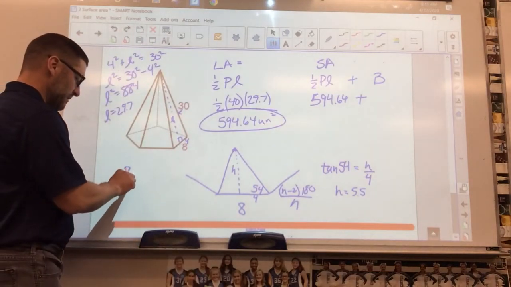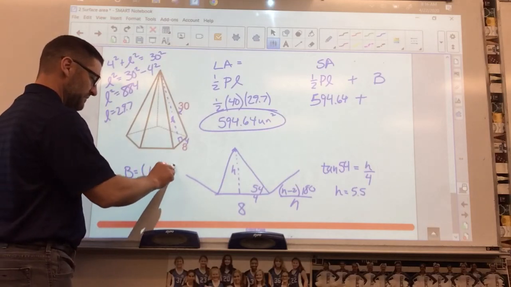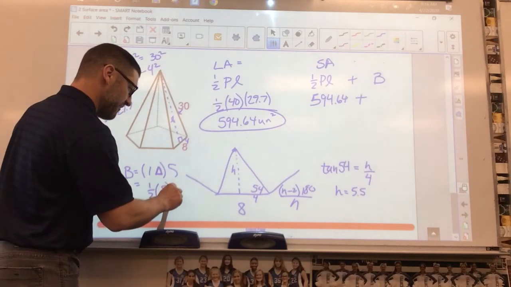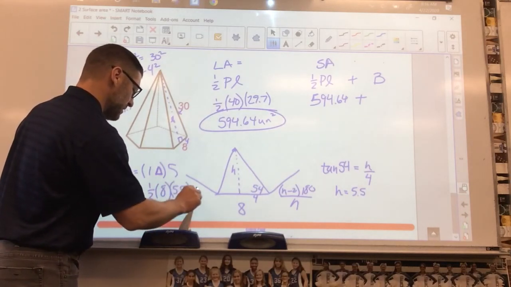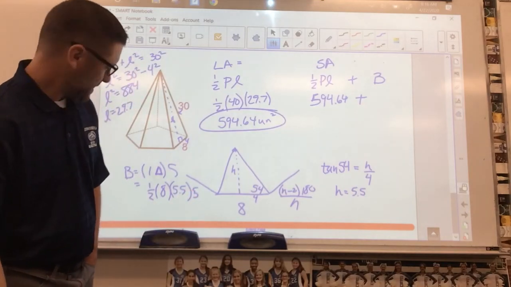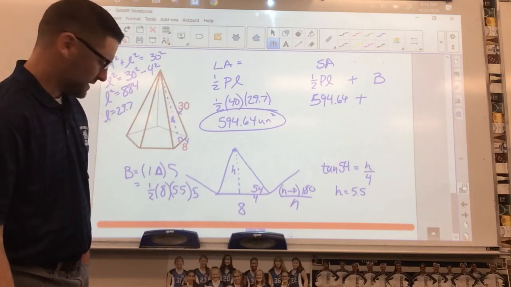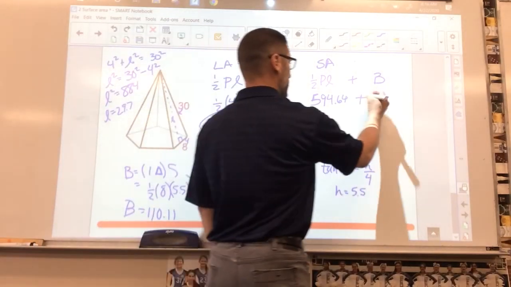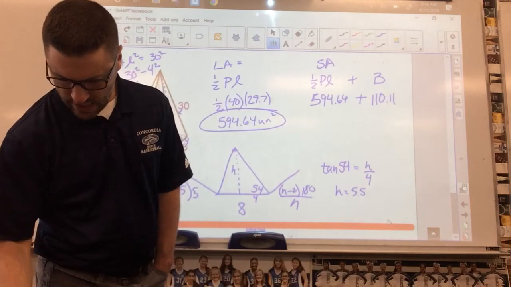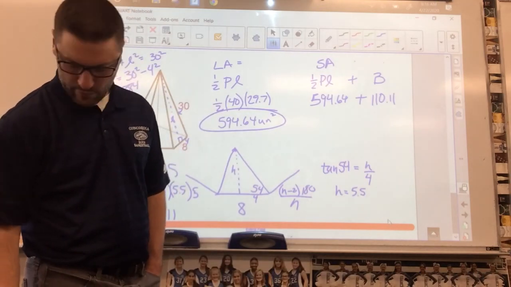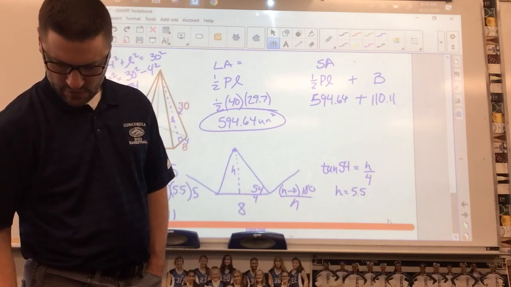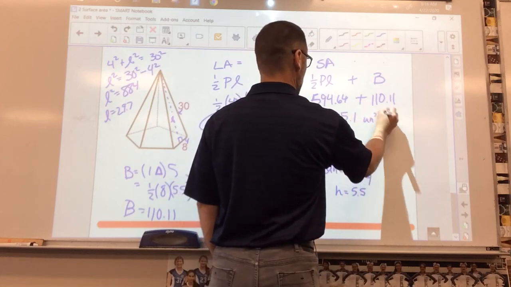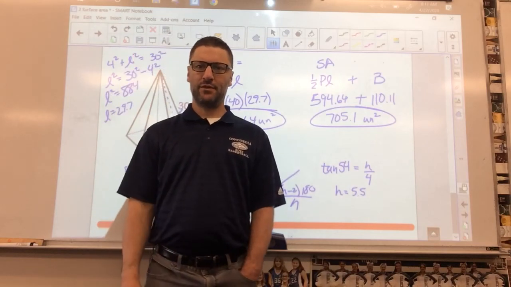And I think I can go here and find the area of this thing. Area of the base is area of one triangle, and I'm going to have 5 triangles. One triangle is 1/2 the base, which is 8, times the height, which is 5.5, and 5 triangles, so times 5. I got 110.11 for the area of the base. So plus 110.11, I'm going to add those two numbers together, that plus 594.64, and I got 705.1 square units. And that's the end of your one base surface area.